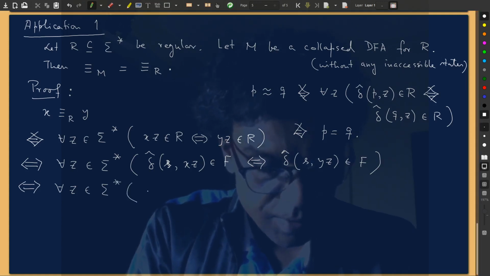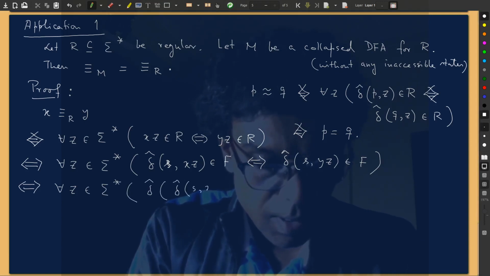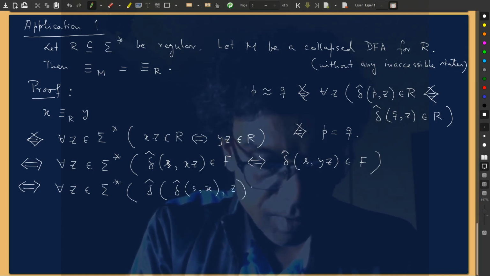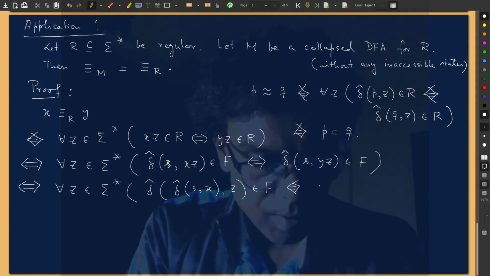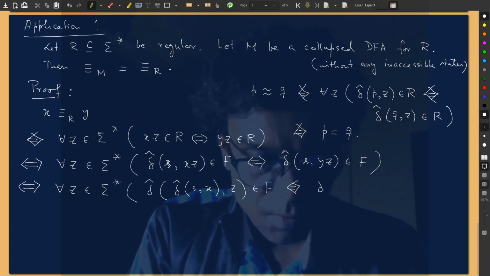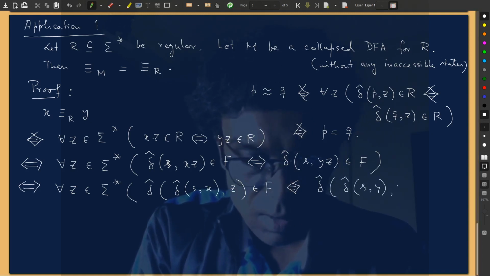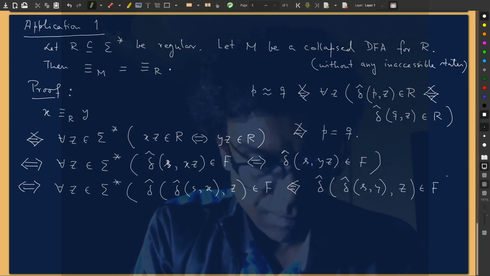This is same as saying delta hat first apply on X, then Z. This is in F, if and only if I write this also in the same way, delta hat first apply S, Y. This is in Z, this is in F.